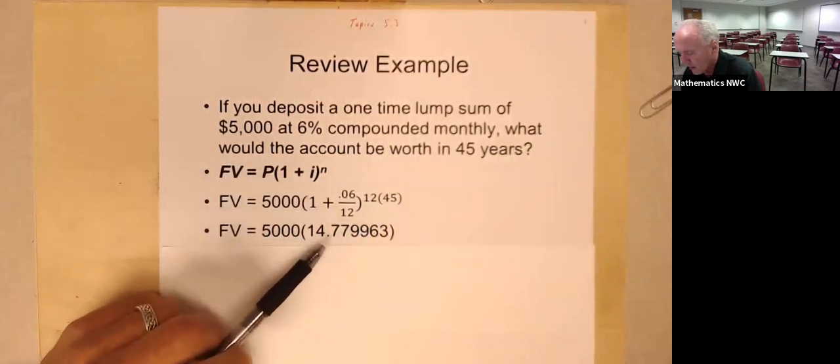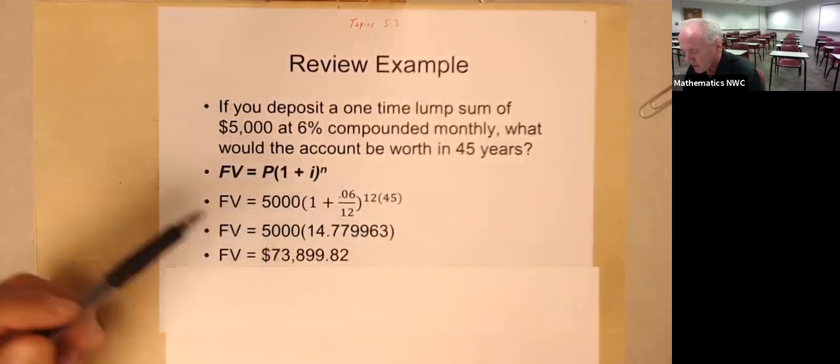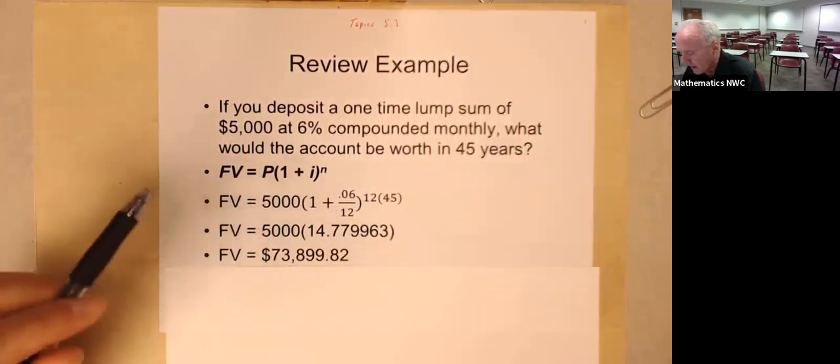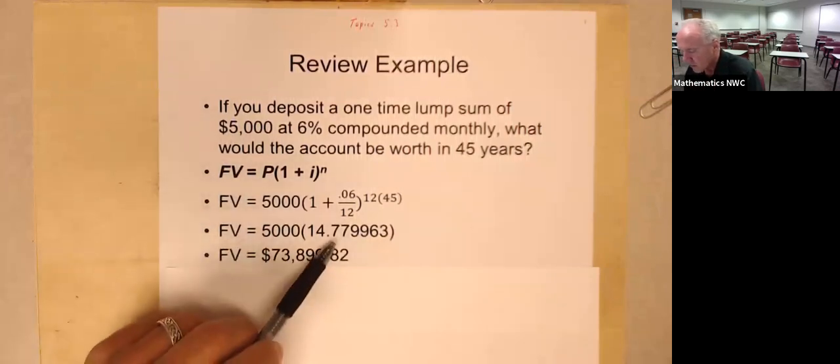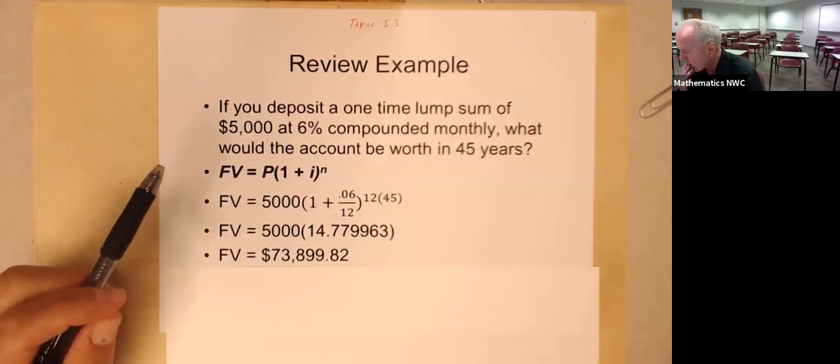When we ran it through our calculator, we got this amount, took it times 5,000, and we ended up with $73,899.82. Again, notice we don't round off till the very end. We round off to the nearest cent.